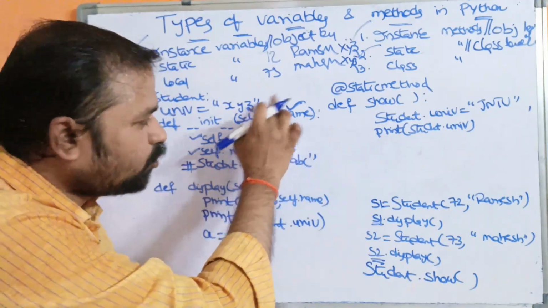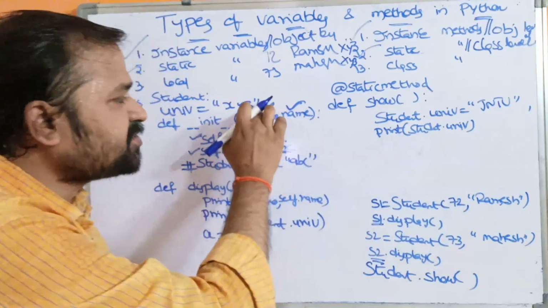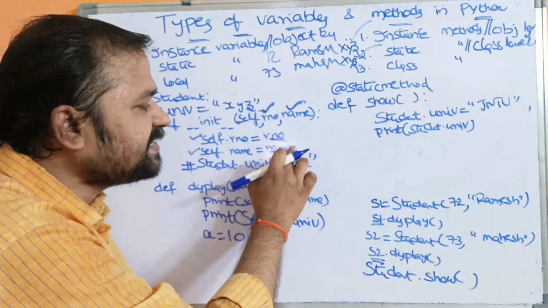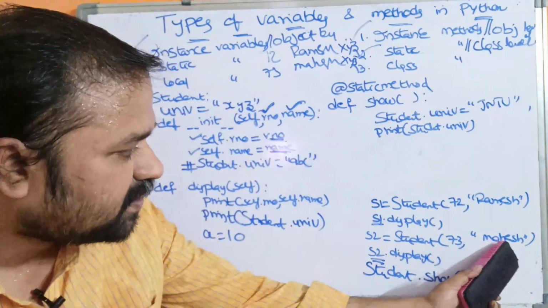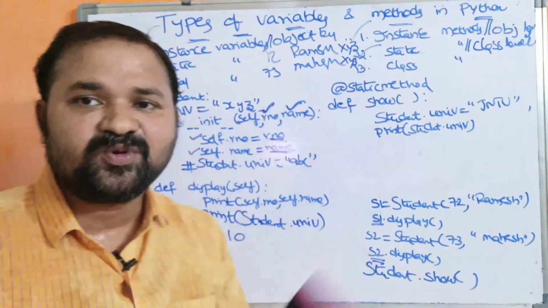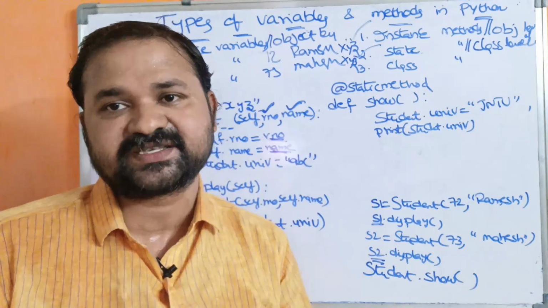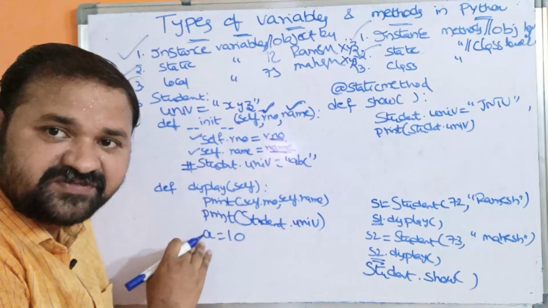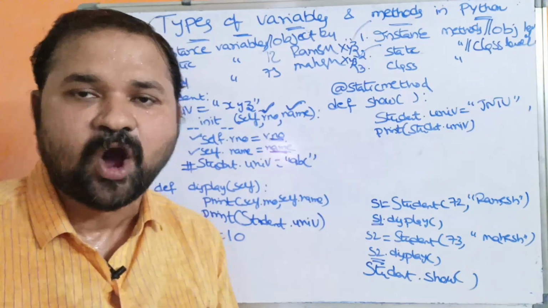What do this roll number and name contain? For the first object, roll number is 72, name is Mahesh. For the second object, roll number is 73, name is Mahesh. So these local variables are useful for temporary calculations, for temporary storage. We use just the local variable, so we can access this variable directly. There is no need of any object.